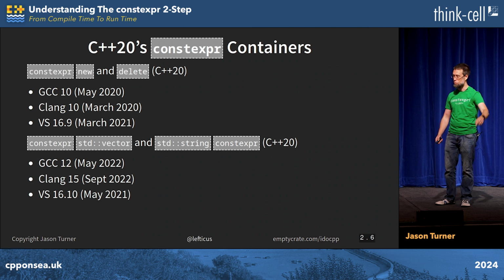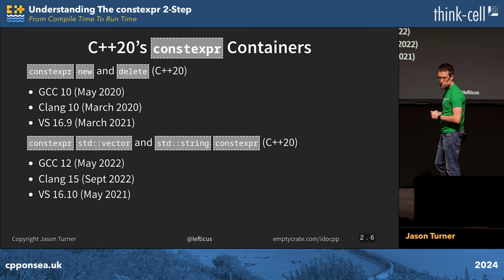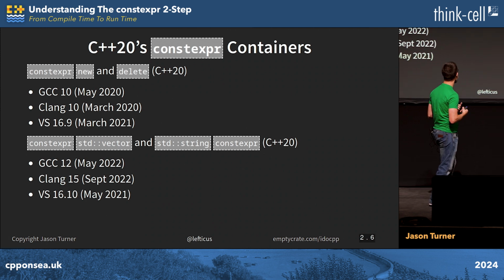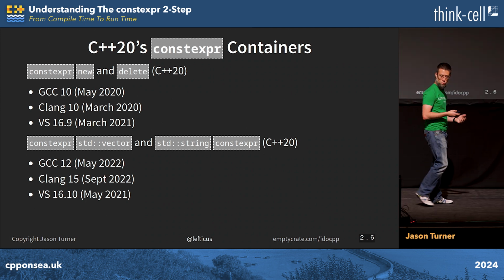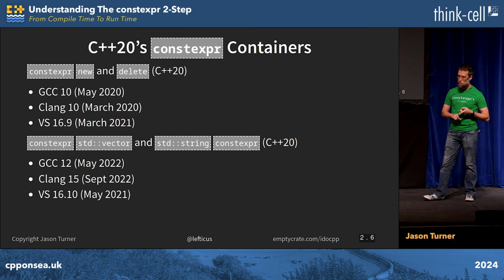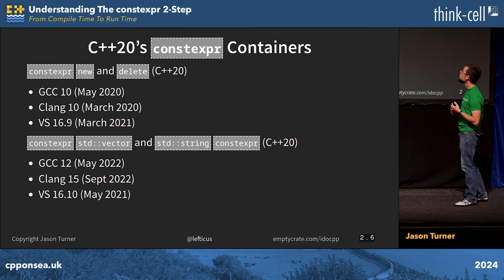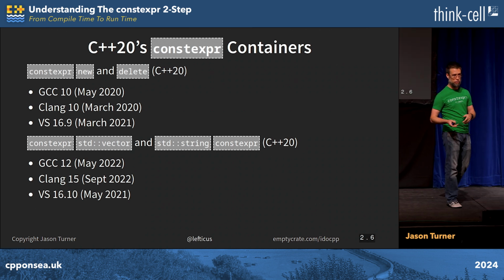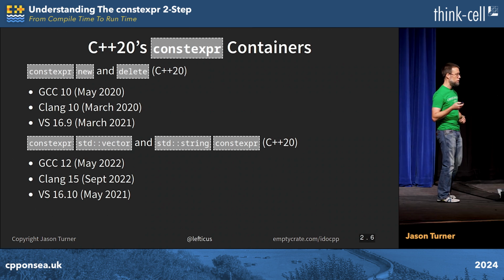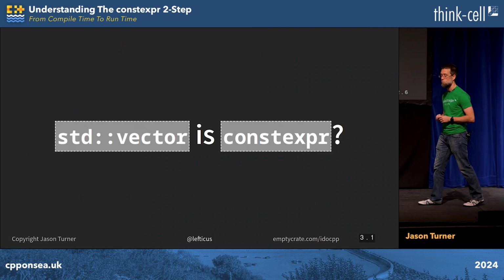Okay. All right, so C++20 gave us constexpr containers. And those relied on constexpr new and delete. These features were added in C++20, but it took until GCC 10, Clang 10, Visual Studio 16.9, 2021, before we had constexpr new and delete available to us. And we didn't actually get these containers until 2022, basically. So this was a little bit late coming for a C++20 feature.